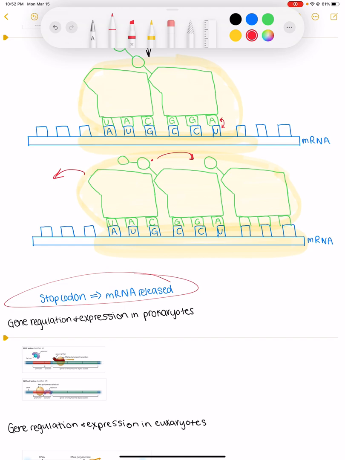So we'll end up resulting with this chain of amino acids that make up a polypeptide or a protein, whichever terminology is more comfortable for you.